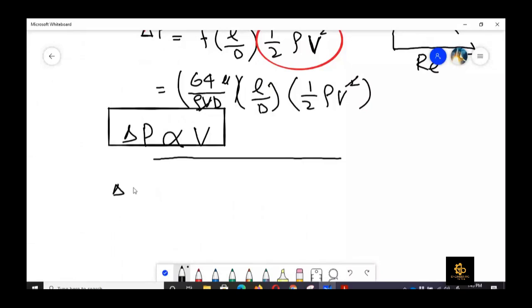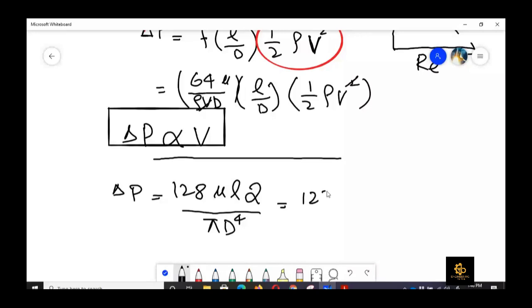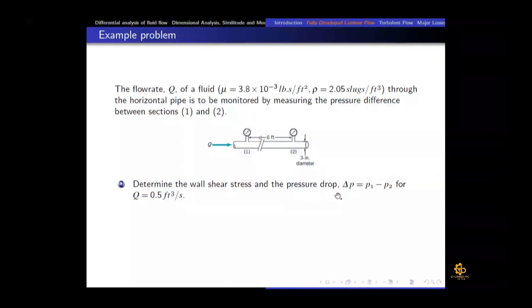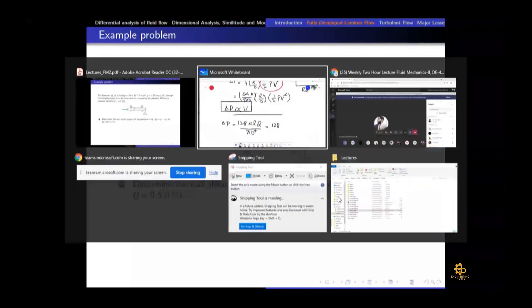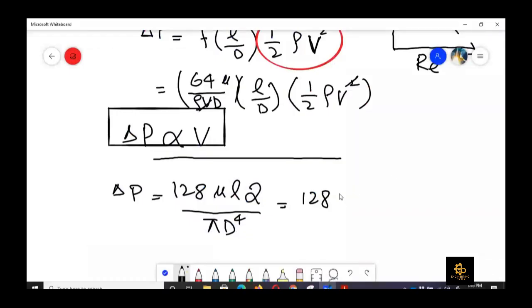So delta P, if I write it again here, that is 128 mu L Q upon pi d raised to power 4. And then if we put the values, we have been given the value of mu, which is 3.8 into 10 to the power minus 3. So 128 into 3.8 into 10 to the power minus 3.